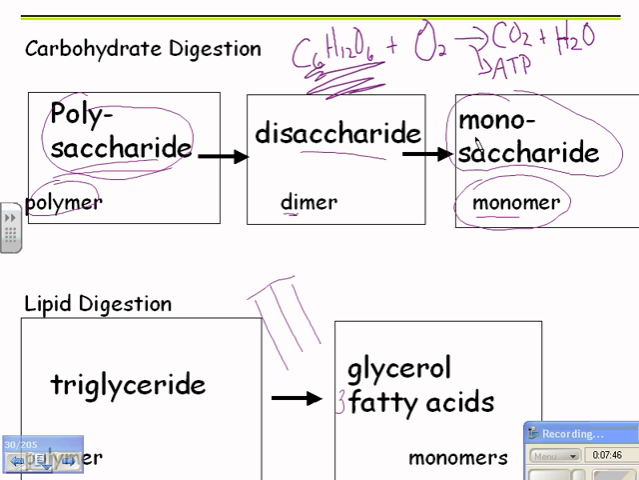So anyway, you can take these monosaccharides and break them down into carbon dioxide and water. That's your energy. Or you can take monosaccharides, the glucose, and put them together and make glycogen, for example. All right.